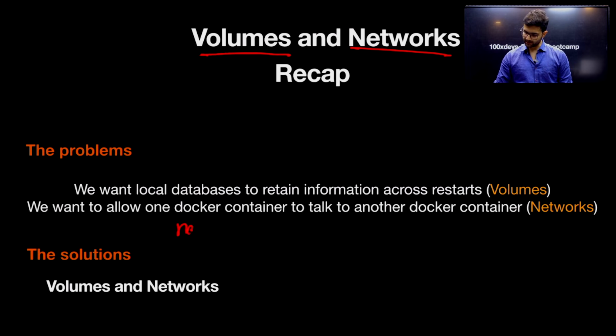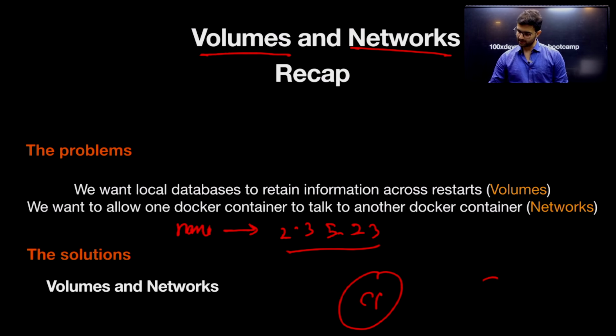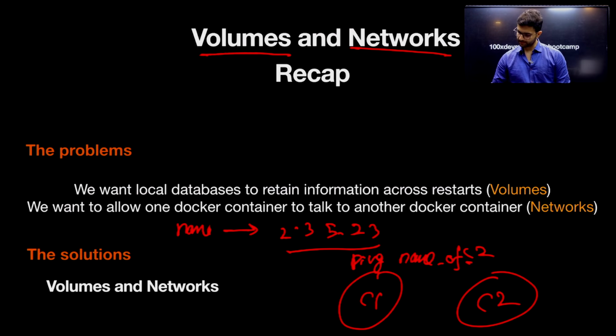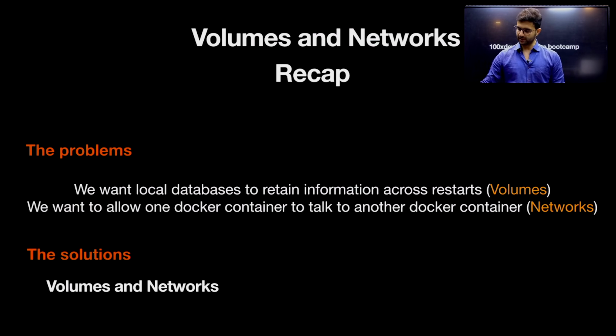The name of the other container is what will resolve to, let's say, 2.3.5.23, the IP of the other container. If you have a container 1 and a container 2, if in the first container I run ping with the name of the second container, this ping command will resolve to an IP that looks something like 2.3.5.7, whatever, which points to the IP of the other container. That's how container 1 can talk to container 2. Cool. This is a quick recap of what we've done until now.